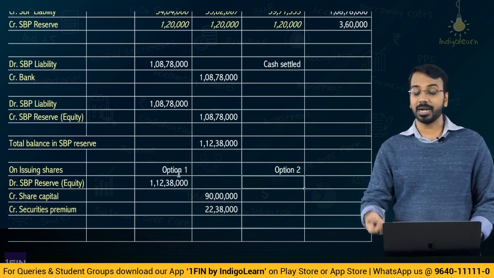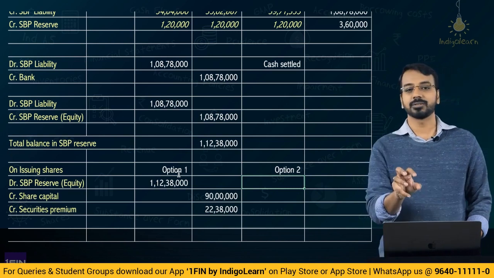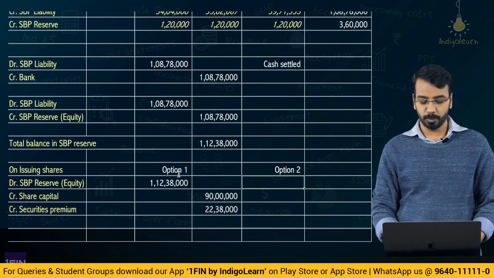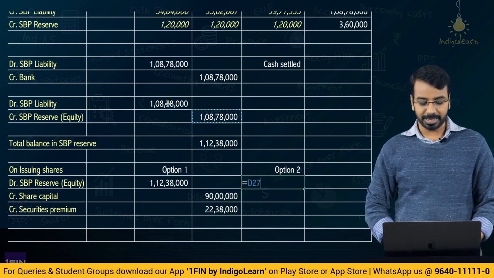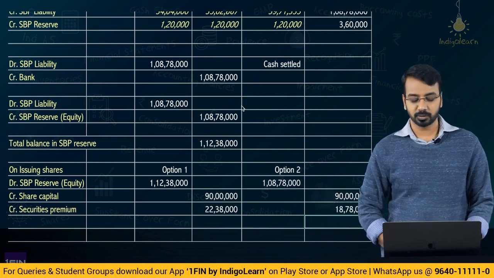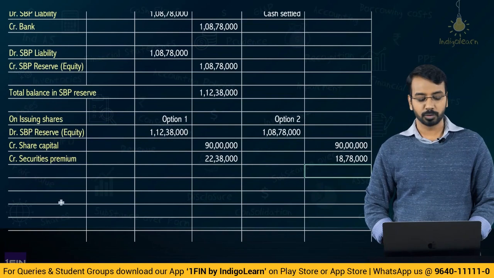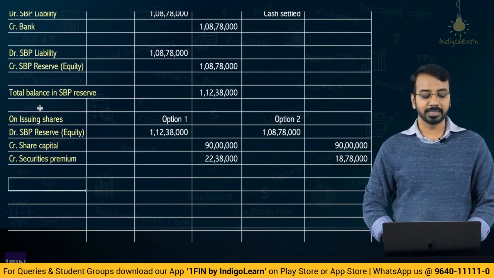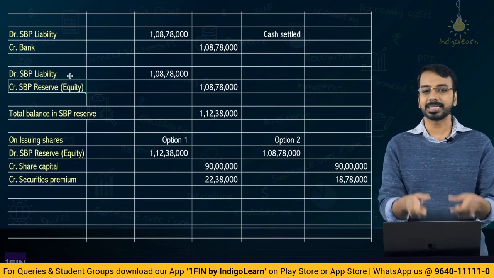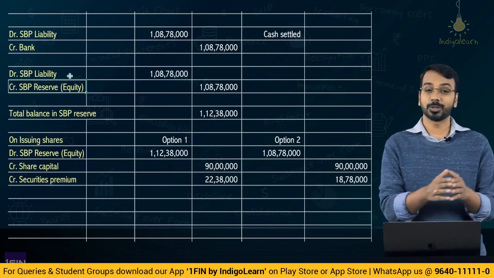Or what you can do under option 2 is consider only the liability part which you have transferred to equity, considering that as the value against which you are issuing shares. So basically what you are doing is 1,08,78,000 against which you are issuing shares worth 90 lakhs face value, and the difference goes to your securities premium, which is 18,78,000. Now if you follow option 2, then whatever is the balance left out in reserve, you can carry it as SBP reserve or you can transfer that to retained earnings.